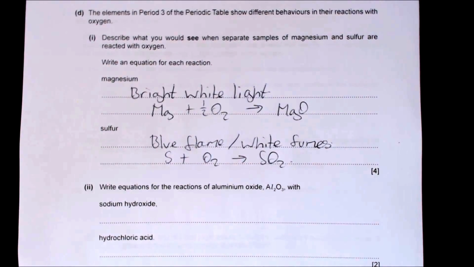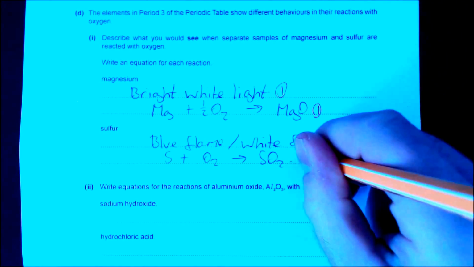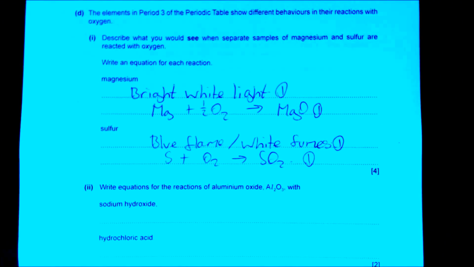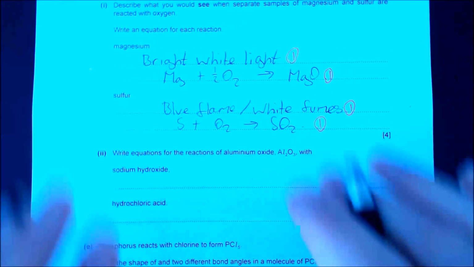You get 4 marks for this. You can probably see where they turn up: 1 there, 1 there, 1 there, and 1 there. So there you go. Okay, right. So on to part 3. I should have said part 2.